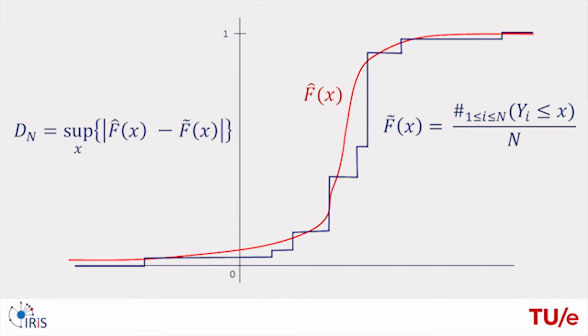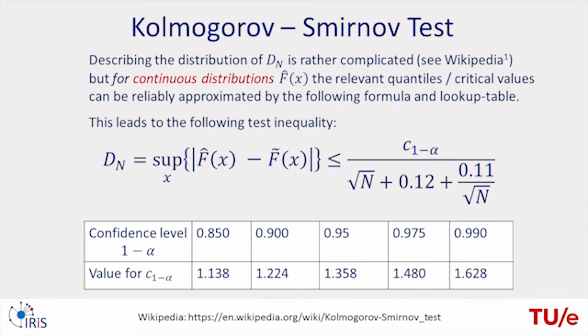That gives us a stochastic variable D_n, where n is simply the number of experiments that we did. To describe the way in which this stochastic variable D_n is distributed is rather complicated. In fact, for discrete distributions F hat, the distribution of D_n is dependent on the exact distribution F hat. But for continuous distributions, there has been an approximation that at least allows us to compute the relevant quantiles and critical values that we need in order to do a test.